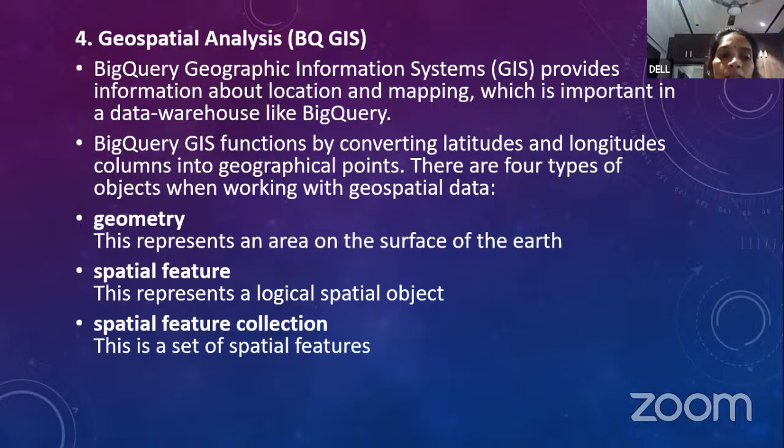So geometry, spatial feature collection. This represents an area of surface on the earth. Spatial feature means this represents a logical spatial object. Spatial feature collection means this is a set of spatial features. So Google Maps uses some of the geographical points. Through this, we can reduce our data access time. In very low time, we can access the data.